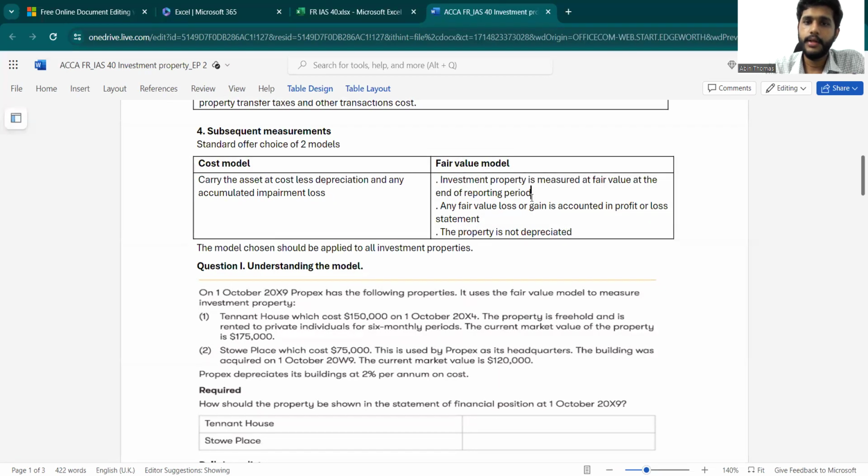Under the fair value model, the investment property needs to be measured at fair value at each reporting period. And if there is any fair value gain or loss, in both cases we need to take it to P&L. And also there is no depreciation under the fair value model. So two things to be noted: any gain or loss is taken to P&L, and there is no depreciation. Also, please note, whichever model we choose, we need to apply that model to all the investment property held by the business.